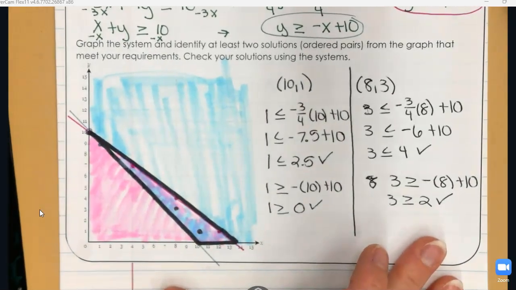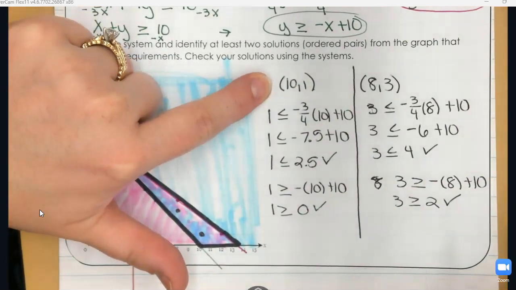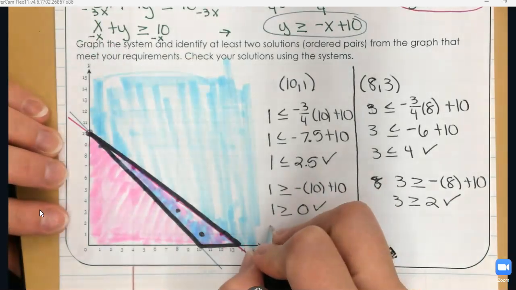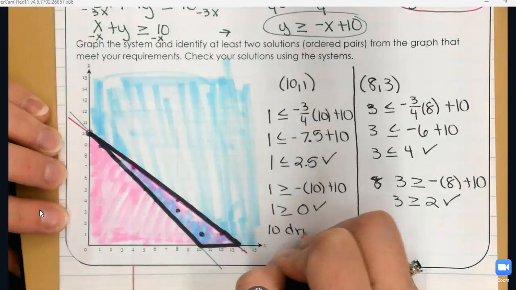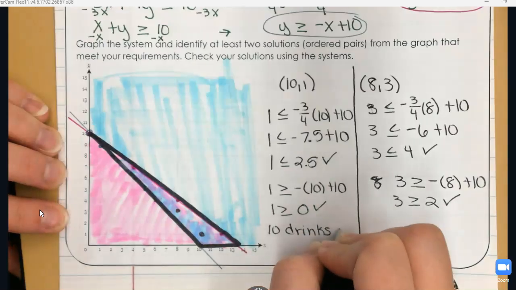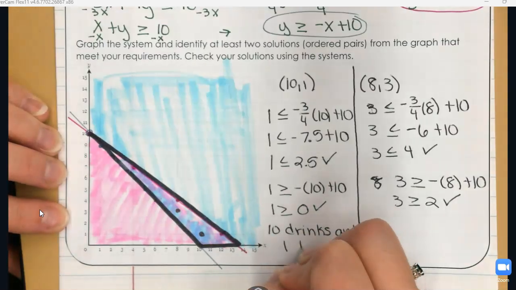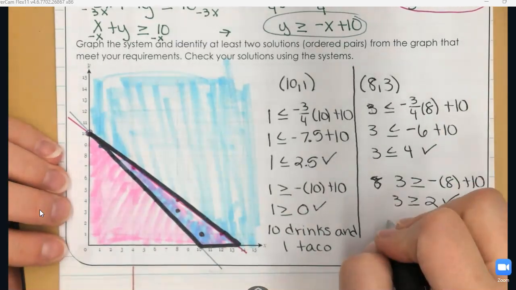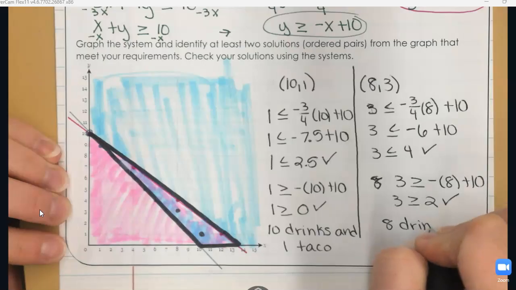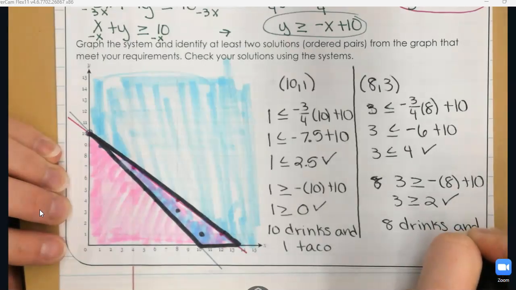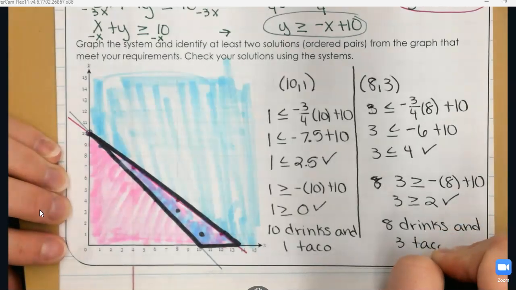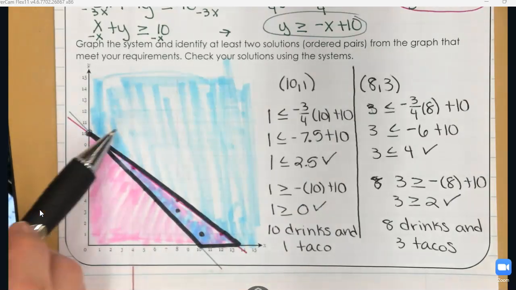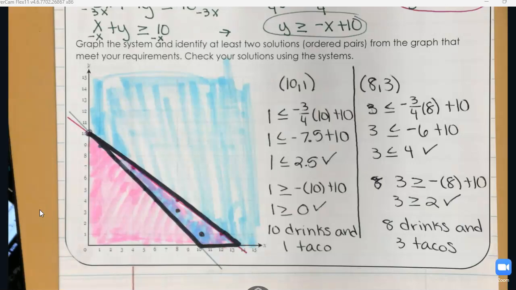And let's talk about what they actually mean. Remember, X was our number of drinks and Y was our number of tacos. So one potential solution is that she buys 10 drinks and 1 taco. Another possible solution is that she buys 8 drinks and 3 tacos. And there are many, many more possibilities. You just need to find points that are within where our shaded regions overlap.